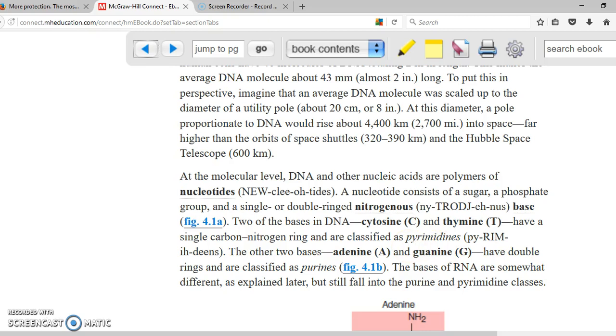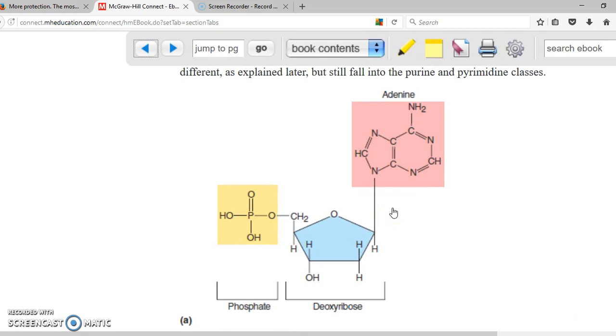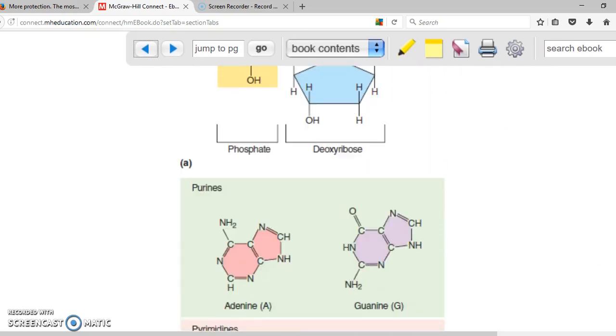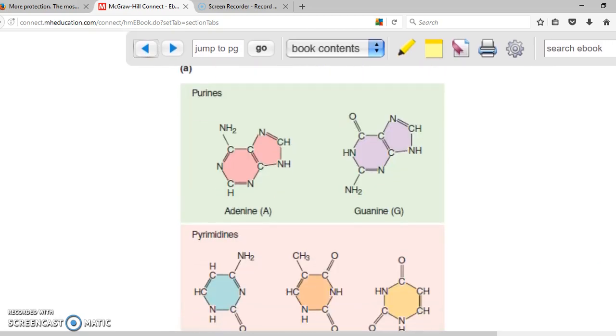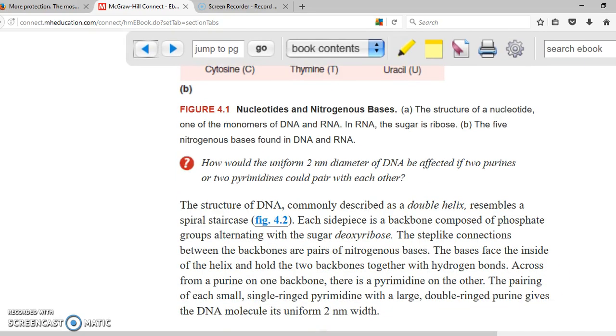So if we scroll down here, you have the graphical representation of one nucleotide where you have a phosphate, you have a sugar, in this case deoxyribose, and you have the base that contains nitrogen, that is going to be adenine in this case. So we have three different parts. As you can see here, you can see the different individual nitrogenous bases. There are 5: adenine, guanine, cytosine, thymine, and uracil. Uracil is used in RNA, and we're going to see that in a little bit. So we keep scrolling down.